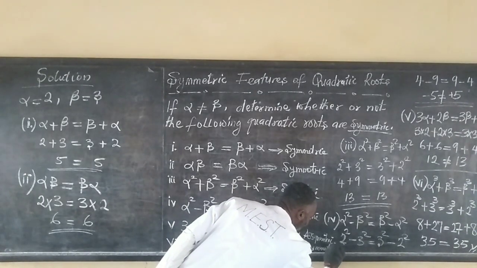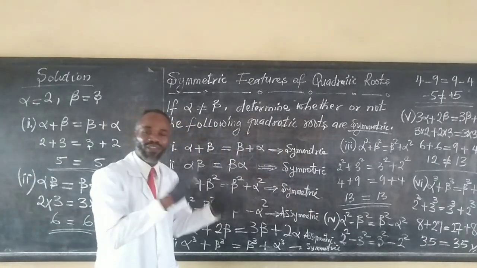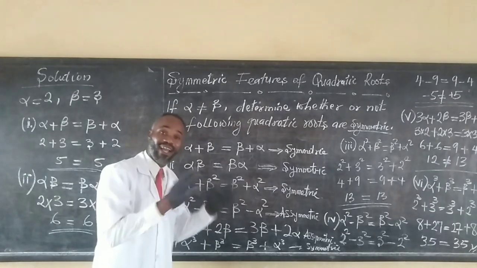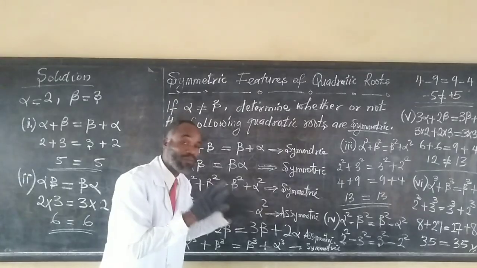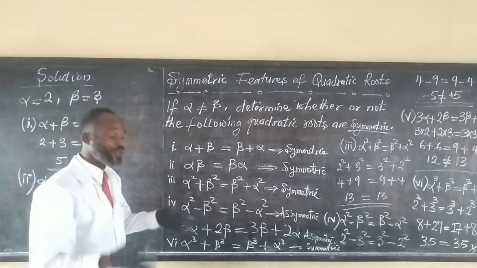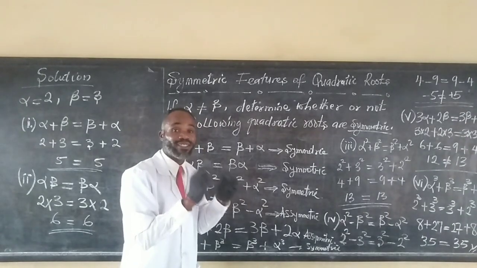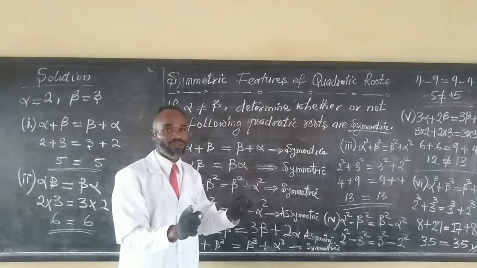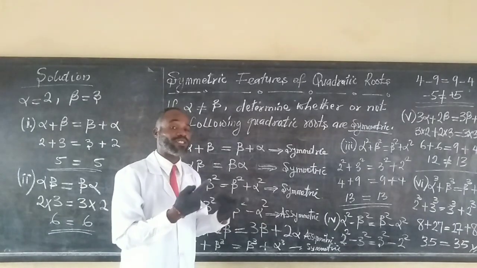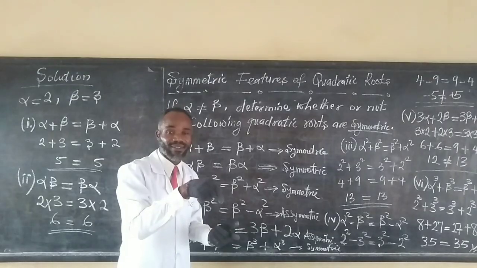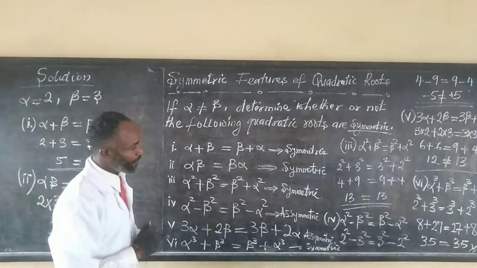Symmetric means interchanging the roots on either side does not affect their results. The result remains the same. That's what it means. When you have two quantities and they are interchanged, and this interchange does not affect their results, they are said to be symmetric. But if it affects their results, even when they are multiplied by -1, it means they are asymmetric, or not symmetric, so to say.